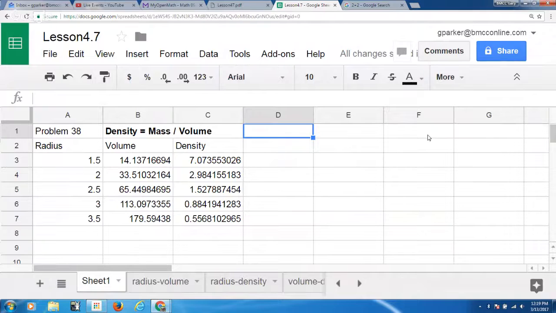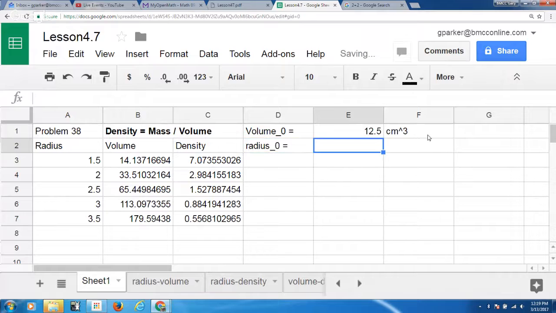We have an initial volume. Volume, oh, I can't see it all. Volume, let's call it 0, is 12.5 centimeters cubed. And that gave us an initial radius of about, actually I can calculate it here just to double check.